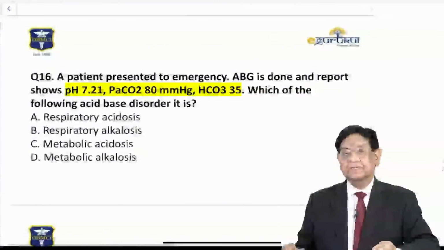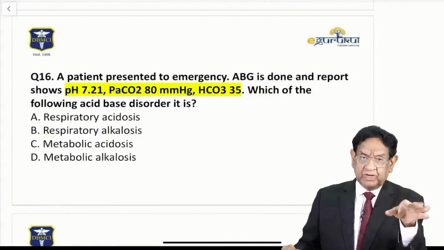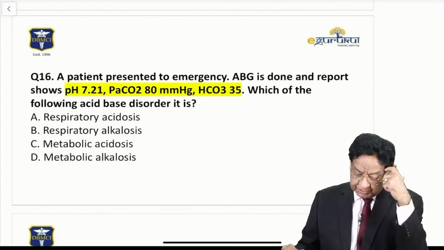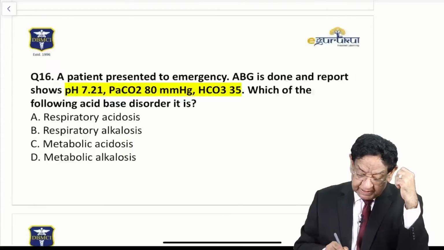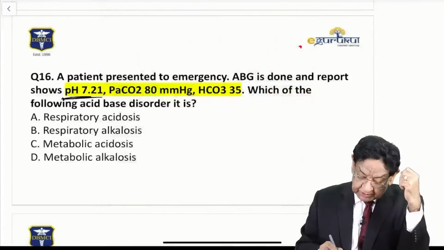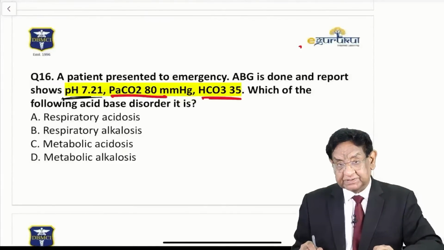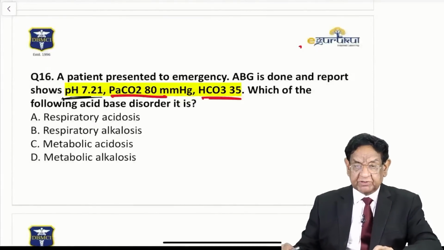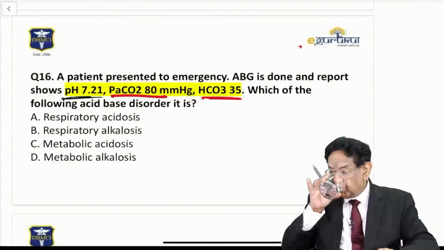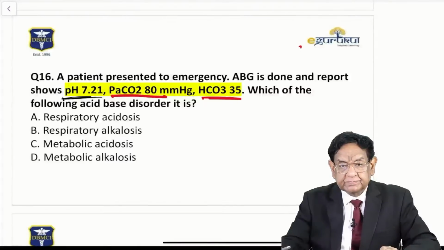Well, a question on acid-base disturbance. In all the exams throughout the world there will be 1 or 2, 3 questions from acid-base, and electrolyte also 1, 2 questions. A patient presented in emergency, pH 7.21, CO2 is 80, bicarb 35. What is the most likely disturbance? Again, you get 20 seconds to think and answer quickly. Write down the answer A, B, C, D. Quickly.